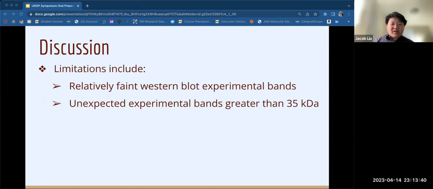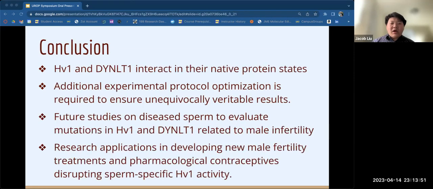Some limitations of the study include relatively faint Western blot experimental bands and unexpected experimental bands at molecular weights greater than 35 kilodaltons. This has been analyzed in further detail. In conclusion, HV1 and DynLC1 have been shown to interact in their native protein states. However, additional experimental protocol optimization is required to ensure unequivocally reliable results.